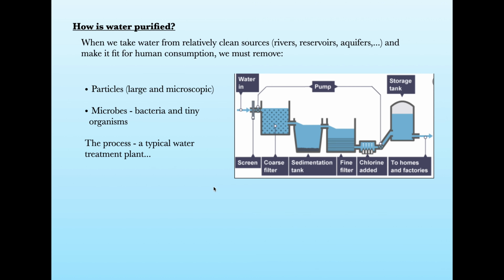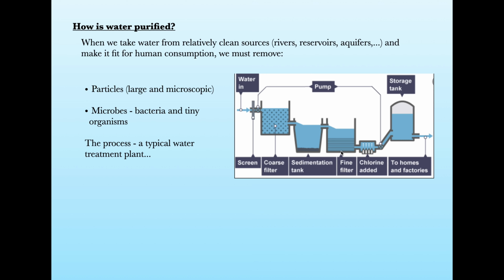So let's look at this outline of a water plant. The water comes in, there'll be a screen to stop bicycles and dead dogs going into this. The water's pumped into a coarse filter. This could be a filter through sand to get rid of the big particles. Then it's allowed to undergo sedimentation. Often they add something to cause the microscopic particles to clump together, and they sediment, they precipitate down to the bottom of the tank.